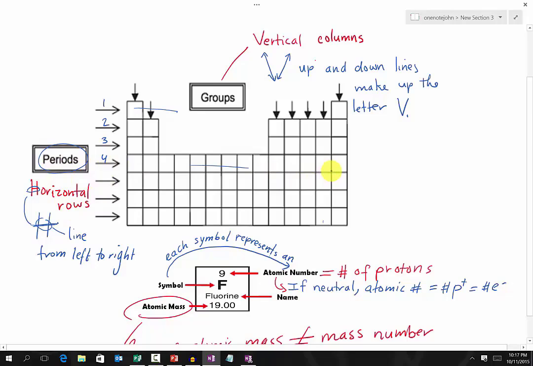Then we look at groups. Groups are the vertical columns going down. So we have group 1, group 2, and so on. Now, one quick way to memorize that verticals go up and down is to look at the letter V itself. V is made up of two lines going up and down. We have one line going down, and another line going up. So V for verticals going up and down, and the groups are basically vertical columns going up and down.